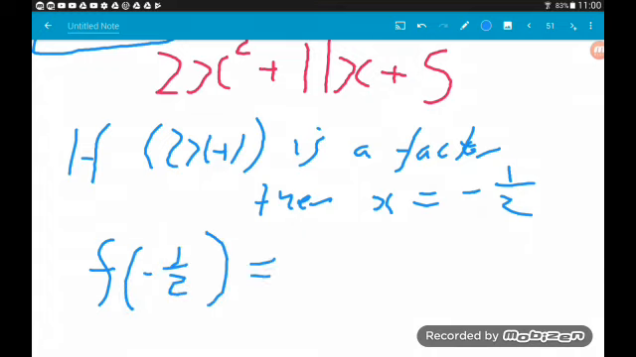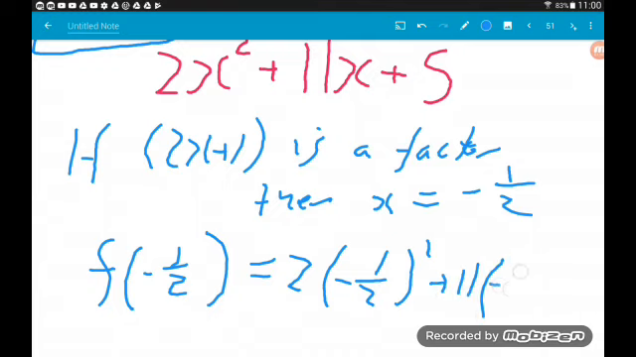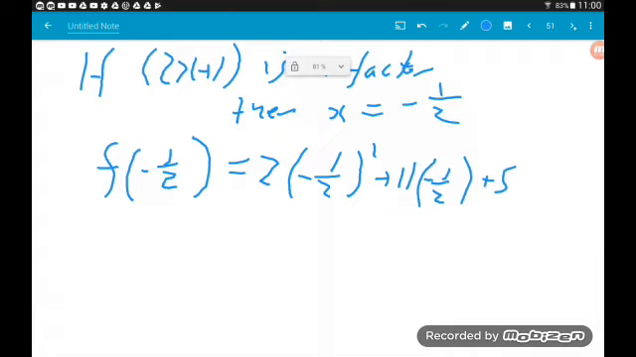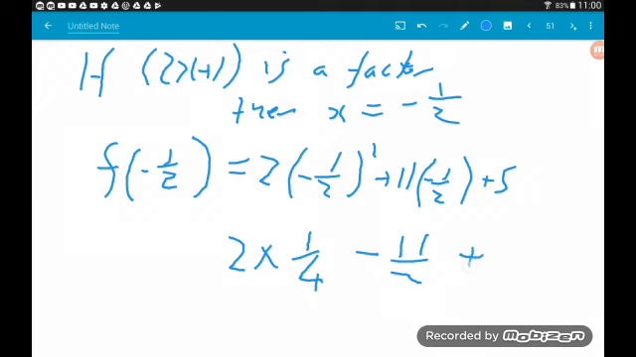So, that's going to give us 2 lots of minus 1/2 squared, add 11 lots of minus 1/2, plus 5 at the end. Now, minus 1/2 squared is positive 1/4. So we've got 2 times 1/4. 11 times minus 1/2 is minus 11 halves, plus 5 at the end.